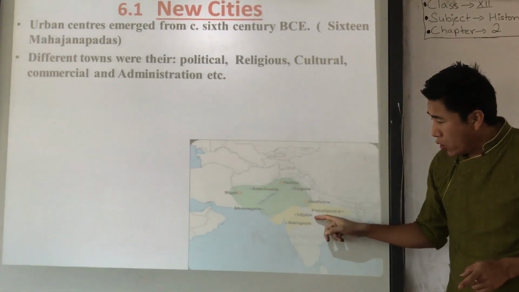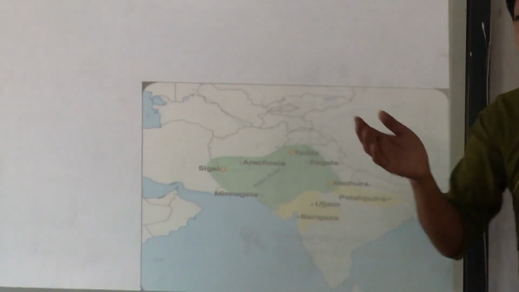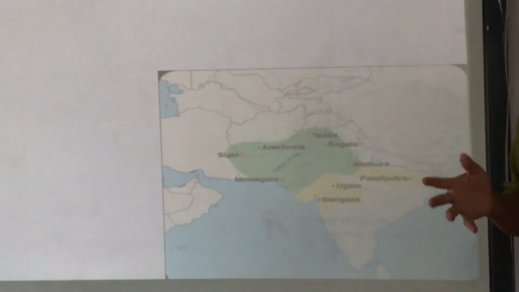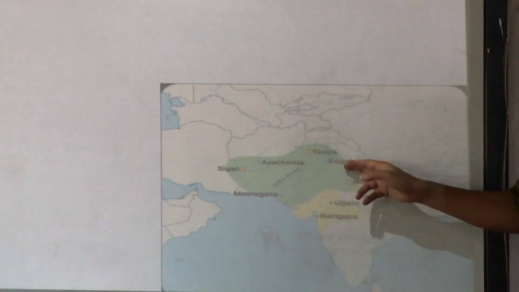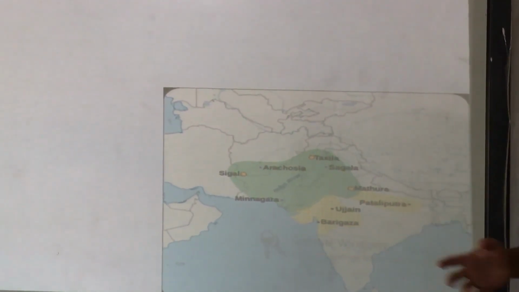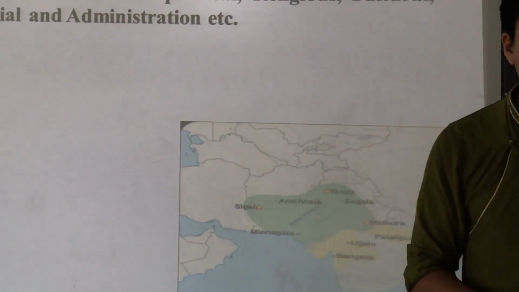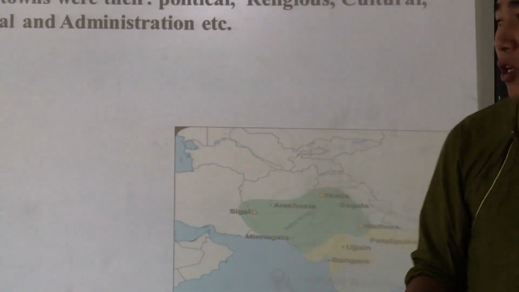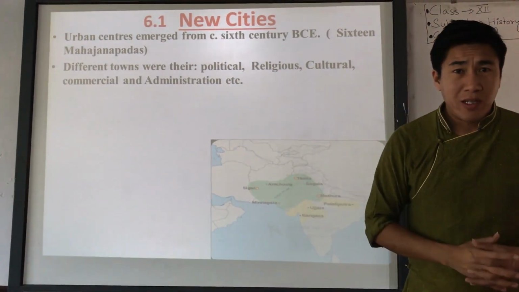Then we have Ujjain and Taxila, very important on the long distance trade route. These are two important towns. And then we have Mathura. Mathura is a very important religious and cultural town of ancient India because, as you know, the Kushanas made Mathura their second capital during the BCs. So these different kinds of towns were there in ancient India.